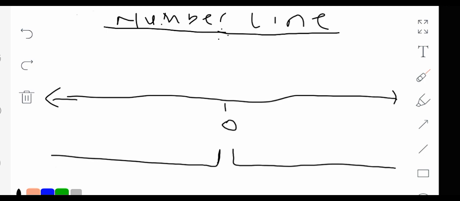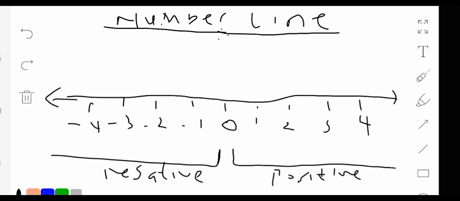So let's start here. This one will be 1, 2, 3, 4. I'm using integers now. This side will be minus 1, minus 2, minus 3, minus 4. So negative, and that's for positive. Simple as that. So to demonstrate minus 1 on the number line, you just draw it from here.